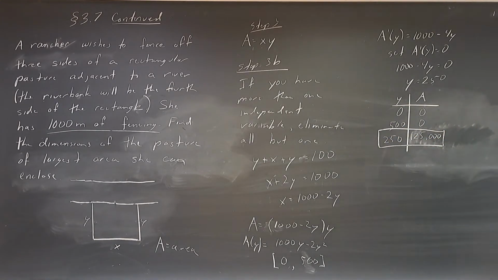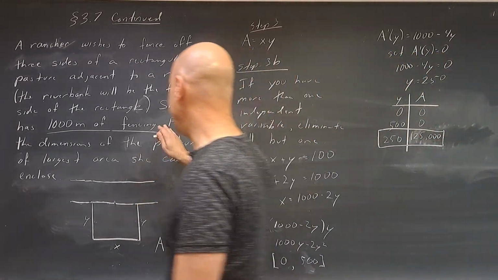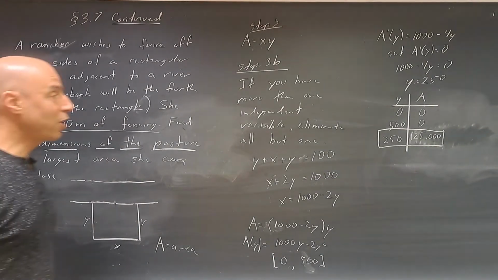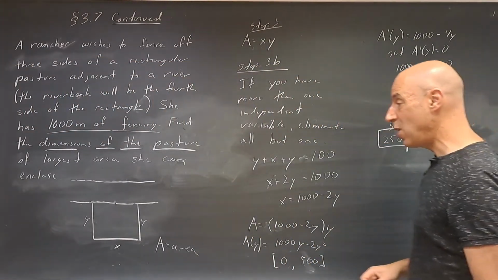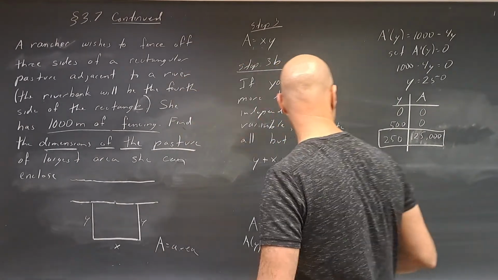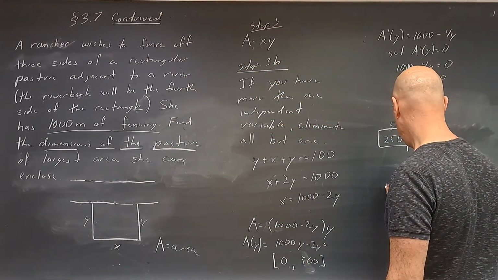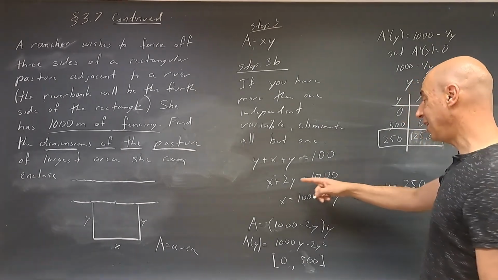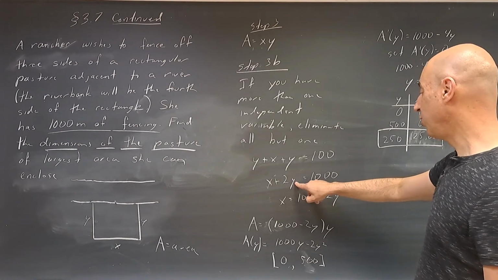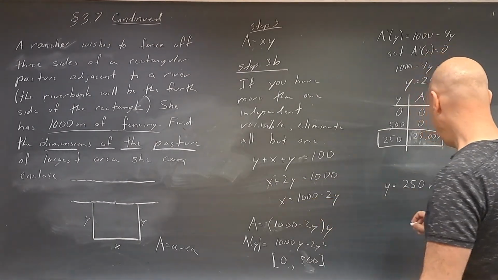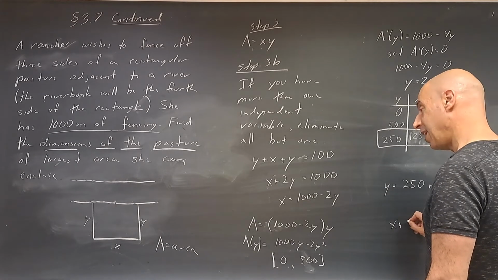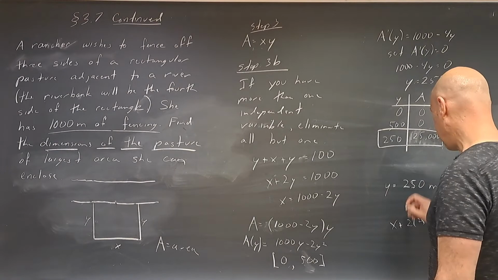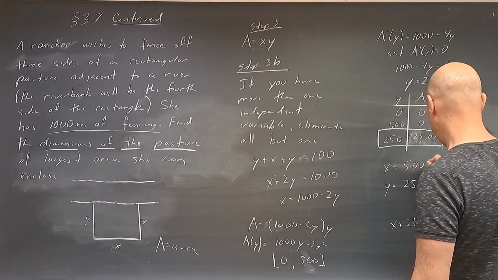We want to go ahead and reread the problem. Find the dimensions of the pasture, so its length and its width. Let's go back over here. Well, right now we know its width. We know what y is. So the width is 250 meters. And to get the length, we can just go ahead and plug y equals 250 in over here. So we end up with x plus 2 times 250 equals 1,000. Solving for x, we get x equals 500 meters.